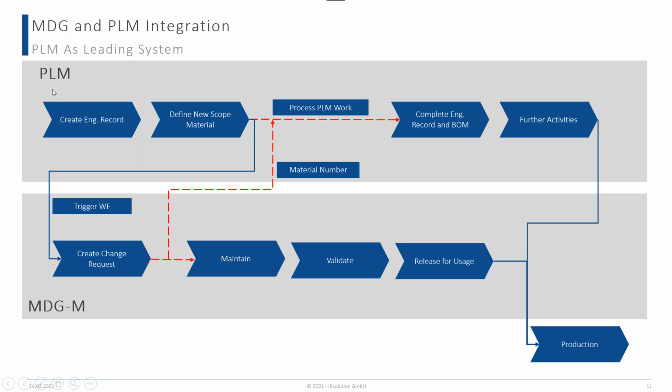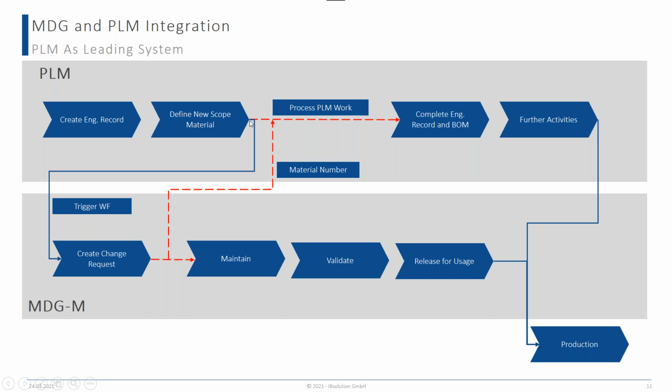So at the first part, you can see the PLM, and below is the MDG. In the PLM system, they'll start the engineering record number. The engineering record is like creating a new product or starting a new product life cycle. Then they are going to define a new scope or the material or the product.